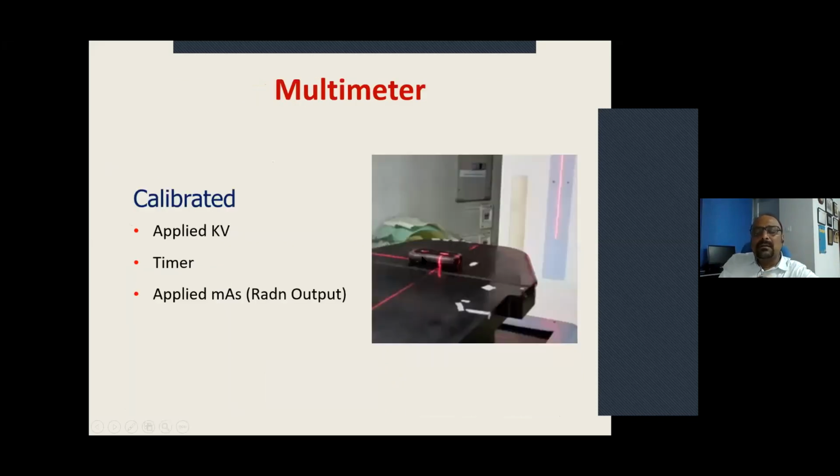Then you have a multimeter to check the kVp, mAs, timer. This is used to check the diagnostic X-ray machine, simulator, or if you have on-board imaging on your linear accelerator.